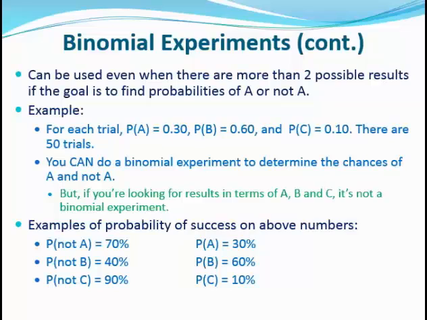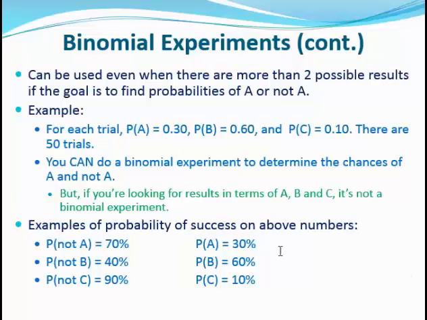If you're looking for which is going to happen, A, B, or C, that's not a binomial experiment because there are three possibilities. However, if you're looking for an experiment to determine is an A going to come up, or is not A going to come up, or is a B going to come up, or is not B going to come up, those would be considered a binomial experiment as long as you have a fixed number of trials and as long as the tests are independent from each other.